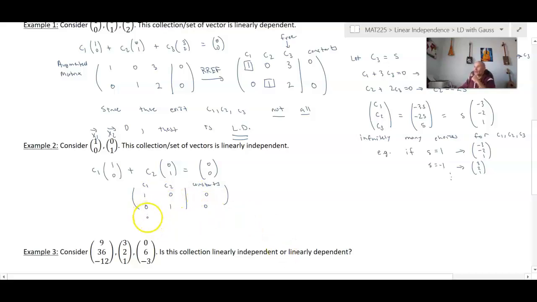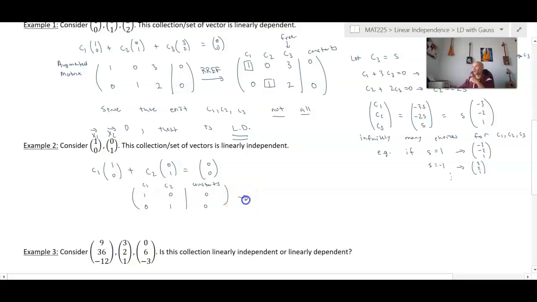Now this is already in reduced row echelon form because it satisfies the definition that in each row we have a leading 1. Above and below a leading 1 there are zeros. And all the leading 1s appear to the right of leading 1s in the rows above it, and there are no rows of zeros, so we're in this reduced row echelon form.